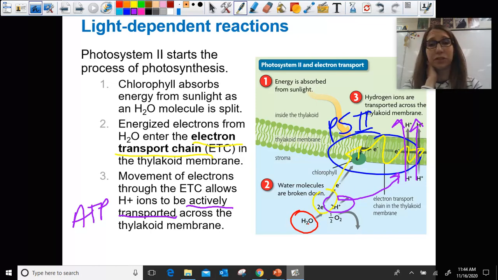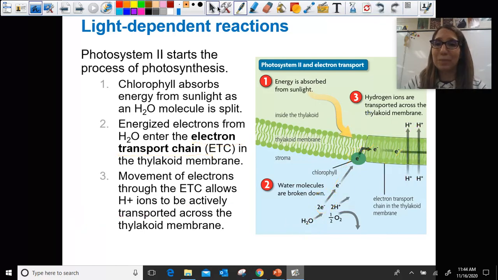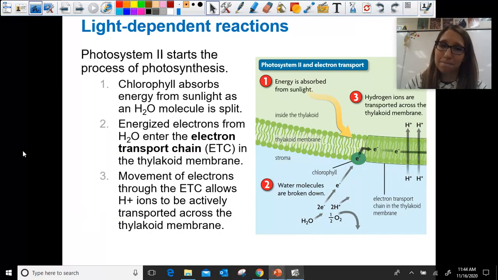So these are my first 3 steps involving this first stage. Again, chlorophyll in photosystem 2 absorbs sunlight that splits water. As a result of that splitting, oxygen can be released. 2 electrons move through the ETC, and the energy from those electrons bouncing through the proteins of the ETC is used to actively transport or pump hydrogen ions against a concentration gradient across that thylakoid membrane. Okay, if that sounds complicated, it is.